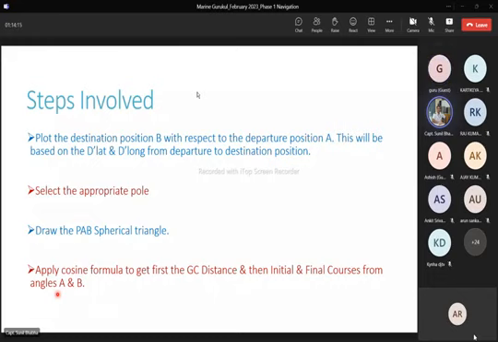Okay, sir. And sir, can you clear the first step again, sir? The first one, plot the destination position B. Okay, I'll show you, beta. Let me go to the whiteboard and show you. Just give me a minute.